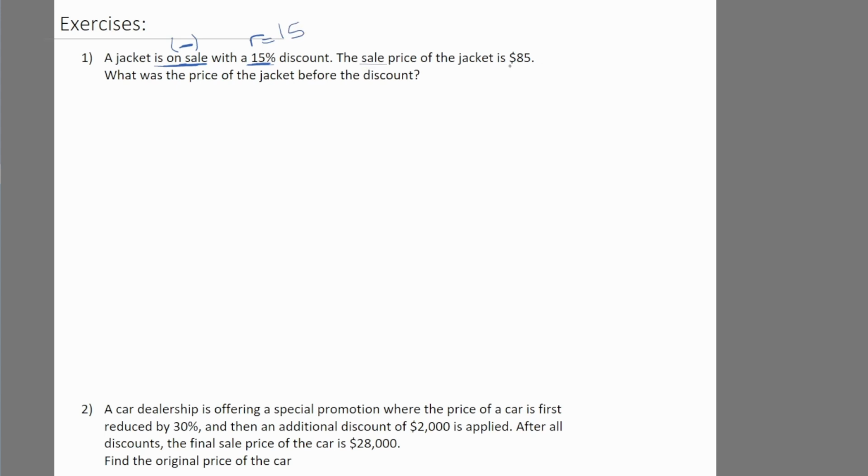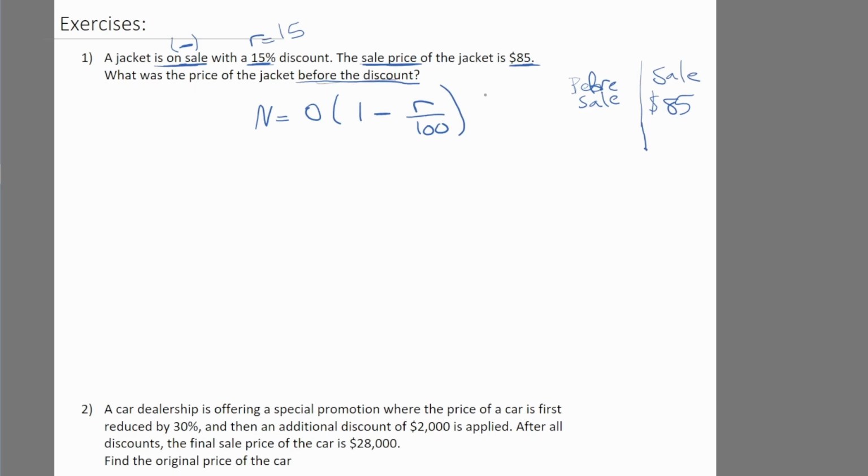The sale price of the jacket is $85. This is the sale price. Okay. What was the price of the jacket before the discount? So new is equal to old multiplied by 1 minus R over 100. And like the question states, there was a before sale period and the sale period. And the sale price is $85. Okay. And before the sale, we don't know the price. This is what we want to know. So this is the new. Okay. And there was a 15% discount on the original price.